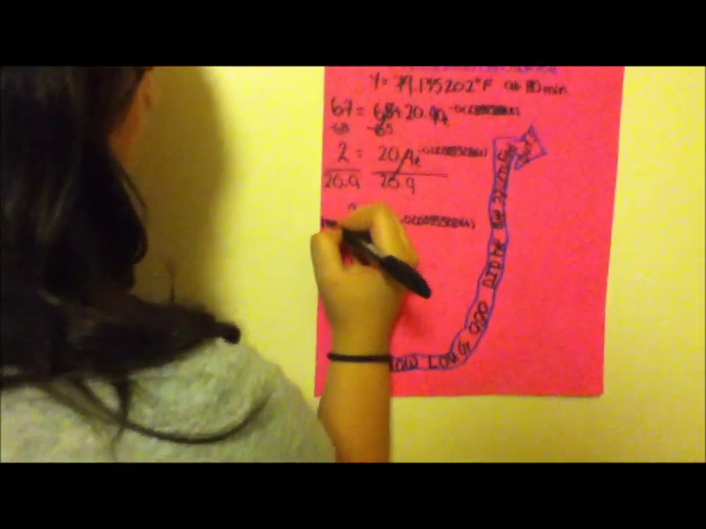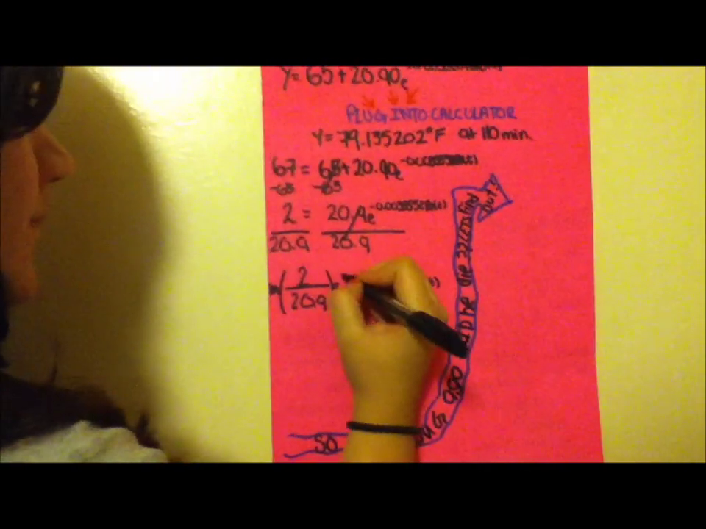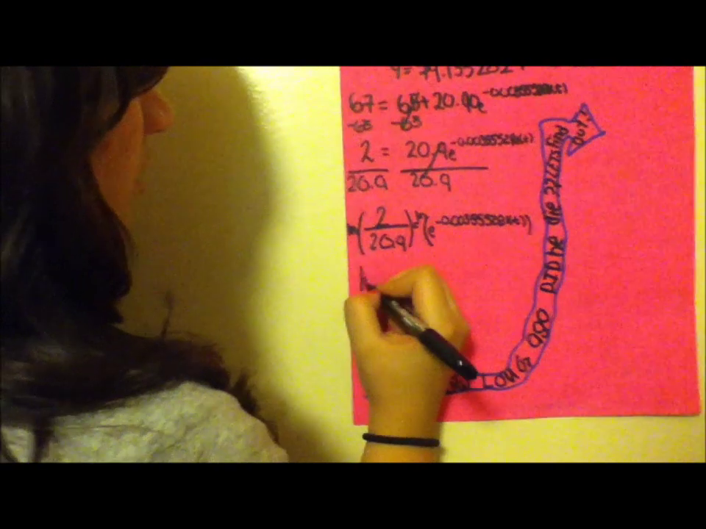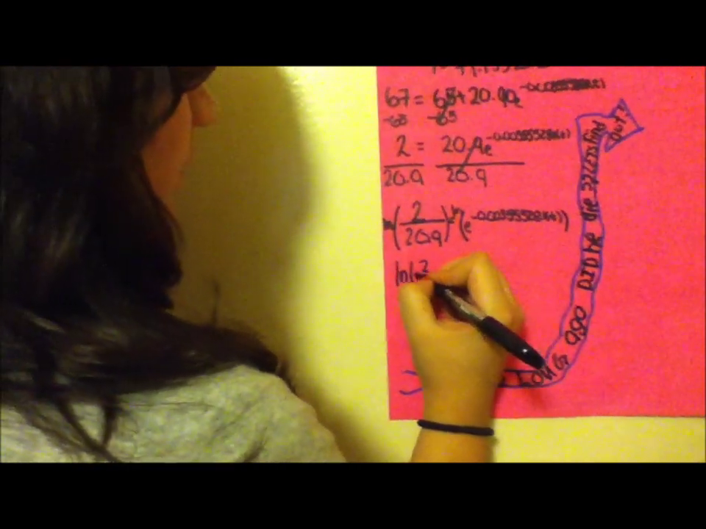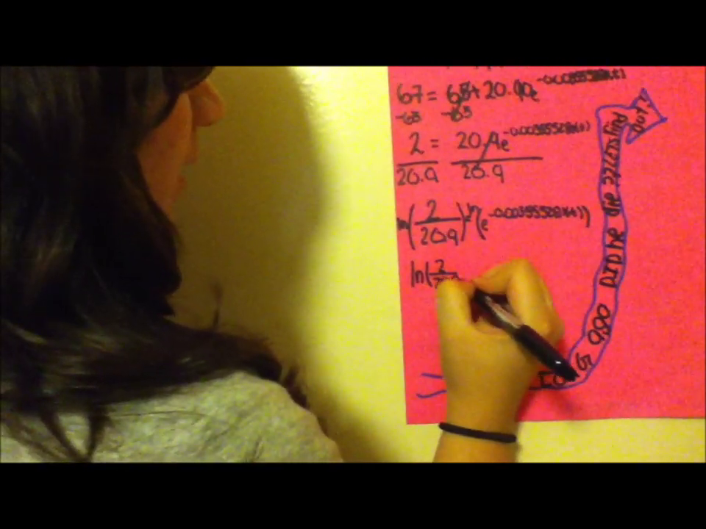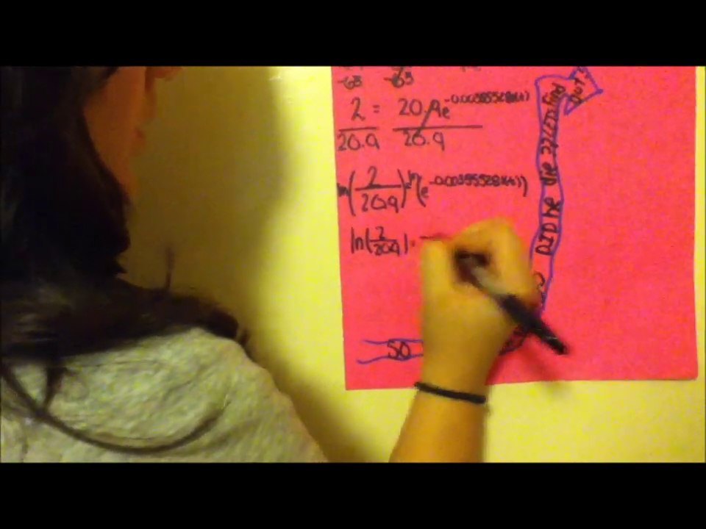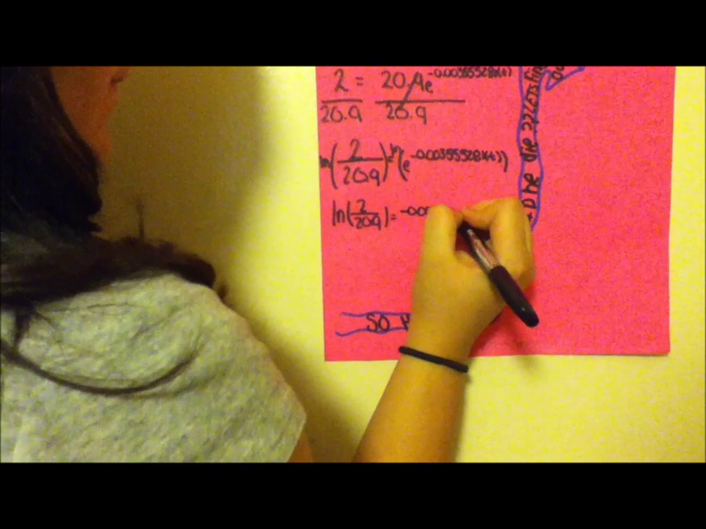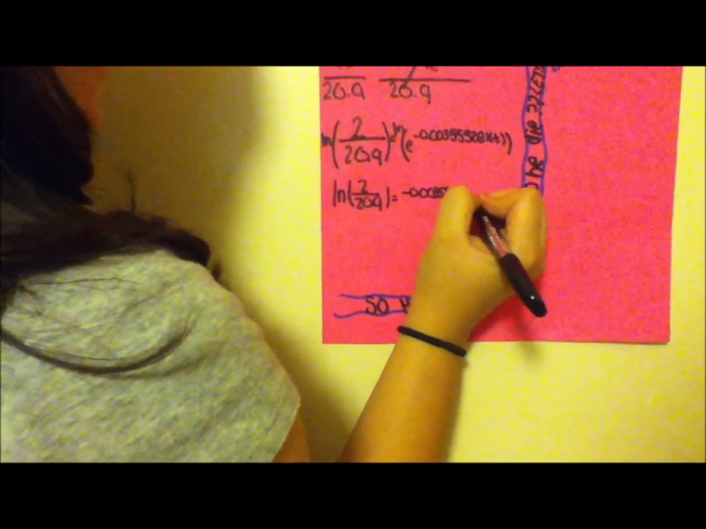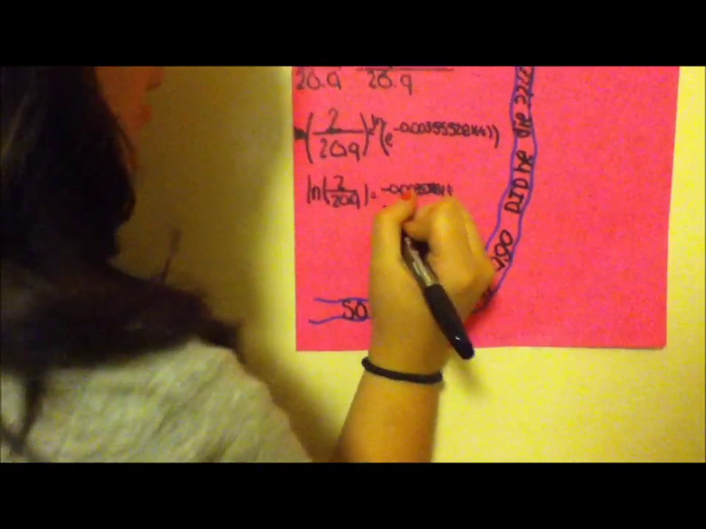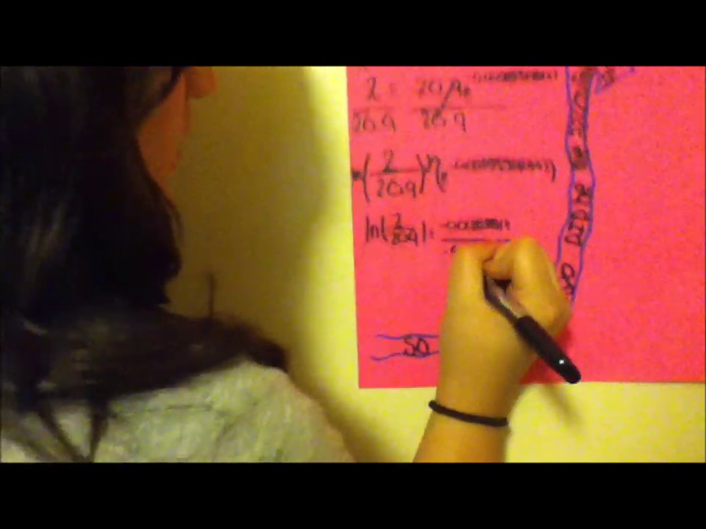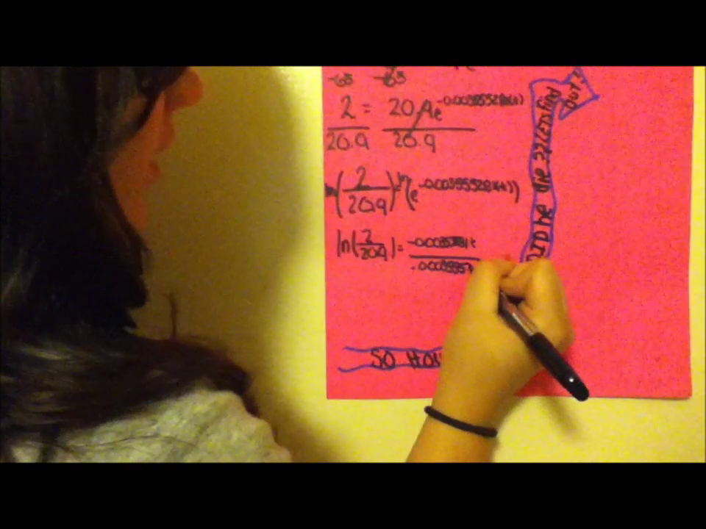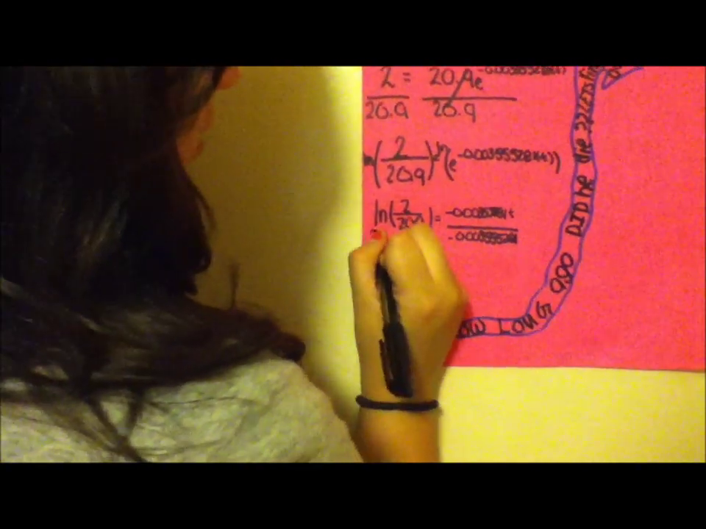You take the natural log of both sides, and you're left with natural log of 2 over 20.9 equals negative 0.003555281 t. To get t alone, we divide by negative 0.003555281 on both sides.